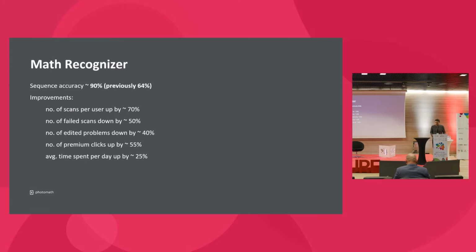And to talk about the accuracy of that model, the old system had 64% accuracy, which is the main metric for us. We thought that it was the state of the art in that area, and we now have 90% accuracy, which is a dramatic improvement. And talking of business metrics, everything that we wanted to go up went up. Everything that should go down went down. So scans per user went up by 70%. Failed scans went down.